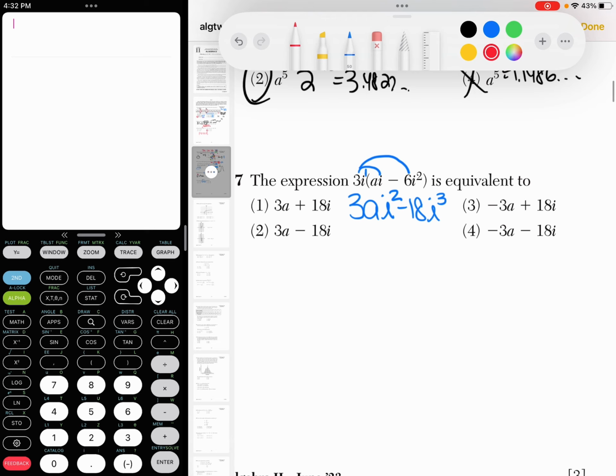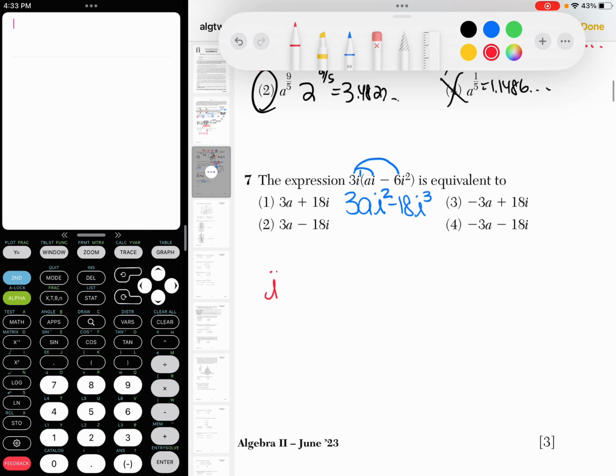Look at all of your answers. None of them have an i squared or an i to the third. They have to be simplified. So you should have memorized what i squared and i to the third are. i squared is -1 and i to the third is -i. If you forget on your exam, you can type it into your calculator by hitting second decimal, raise it to the second. It'll tell you it's -1. If you forgot what i to the third is, type it in. It'll tell you it's -i. Use it as a backup plan, okay? Double check. It's no harm.